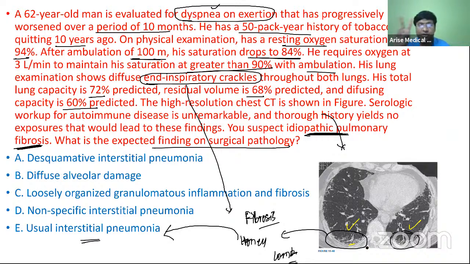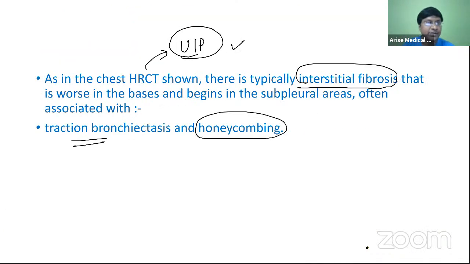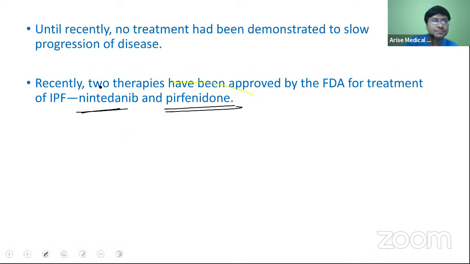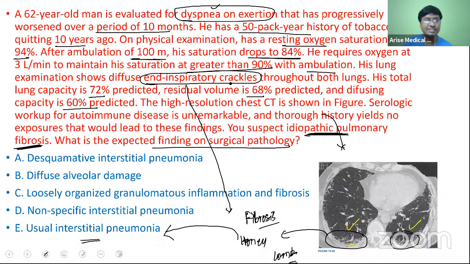And these two drugs are very, very important. What are these two drugs? These two drugs include nintedanib and as well as pirfenidone. So with this, I will just wind up today's session. So I will just summarize all the questions. I'll give you take-home messages.